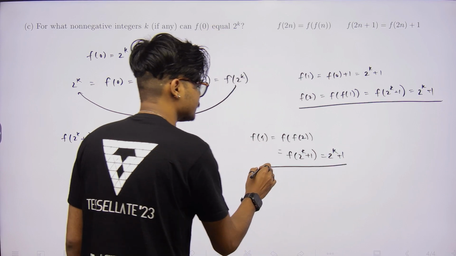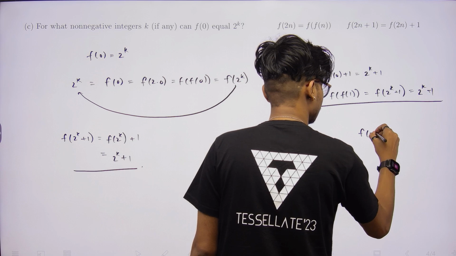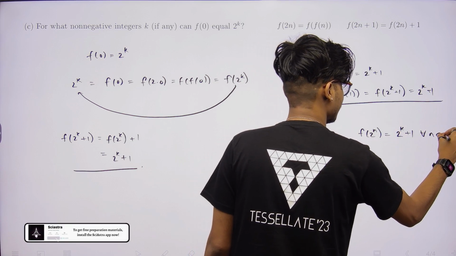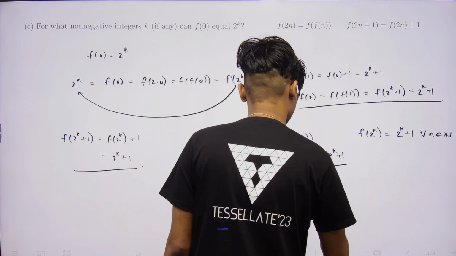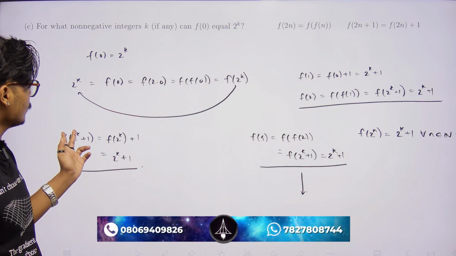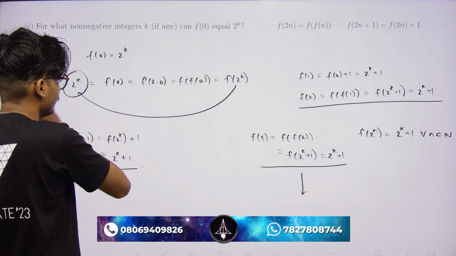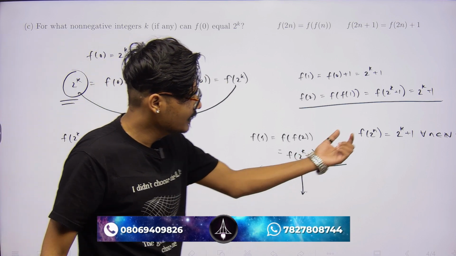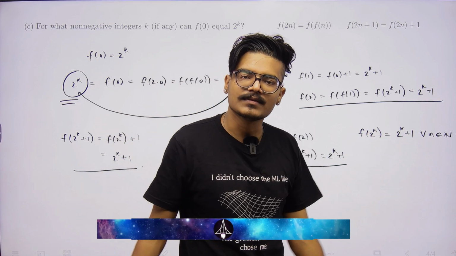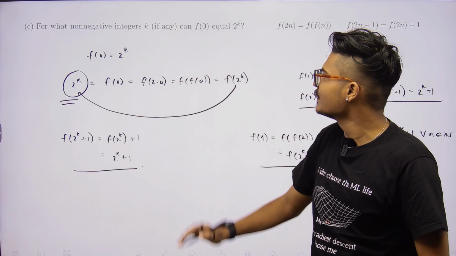So from induction, we can say that f of 2 to the power n is equal to 2 power k plus 1 for every n in natural numbers. We just induct on this fact, right? But for some n has to be equal to k, right? And we know that f of 2 to the power k is 2 power k, which is an even number. But from here we are seeing that f of every power of 2 turns out to be 2 power k plus 1. That gives you a contradiction. So there cannot be any non-negative value of k such that f of 0 is 2 power k.